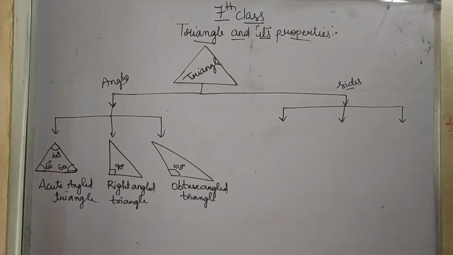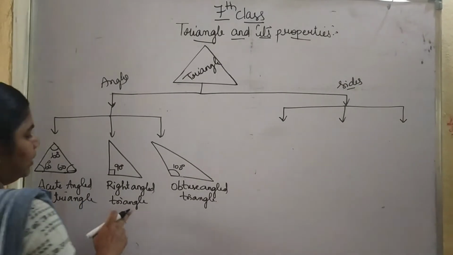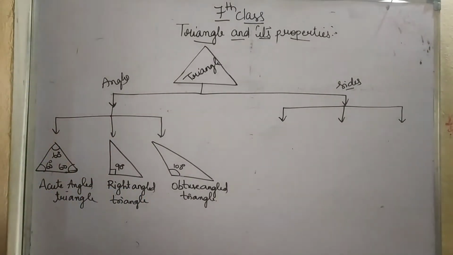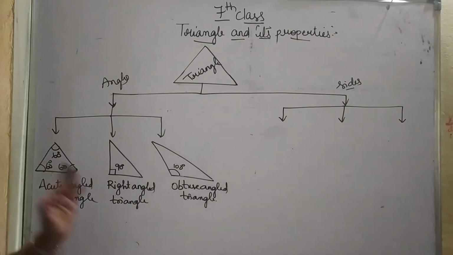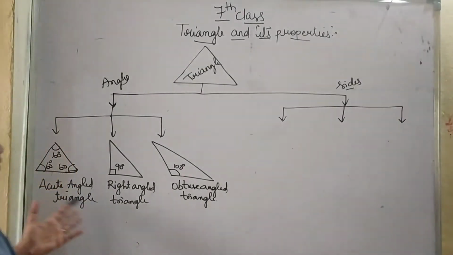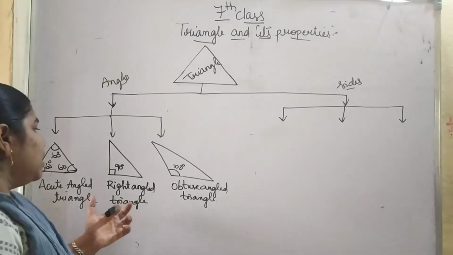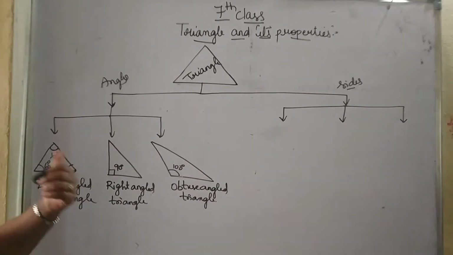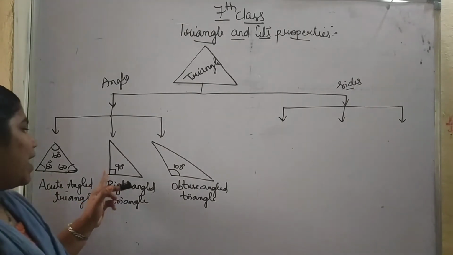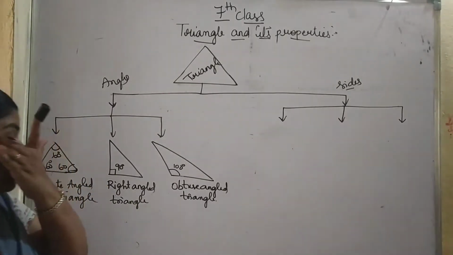Okay, so based on angles we are having 3 different types of triangles: acute angle triangle, right angle triangle and obtuse angle triangle. What do you mean by acute angle triangle? All the angles will be less than 90 degrees. Less than 90 is nothing but an acute angle, so that's why we call it an acute angle triangle. Next is right angle triangle. One of the angles should always be 90. That type we call a right angle triangle.